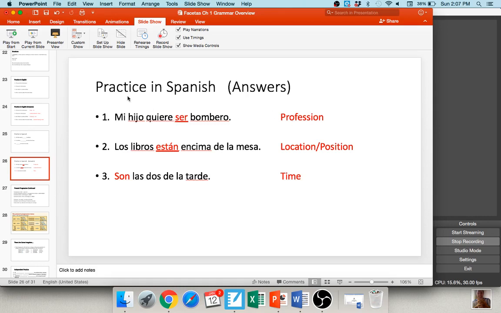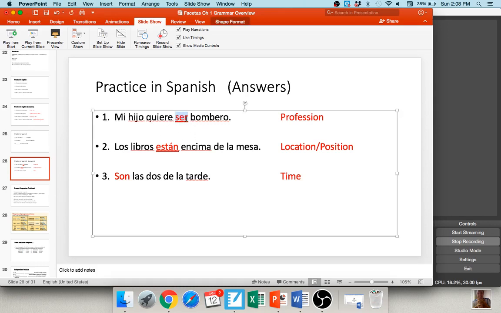Now, be careful. A lot of students want to say that mi hijo quiere es bombero. You do not need to conjugate ser in this case because it's preceded by a conjugated verb, and you should never have 2 conjugated verbs side by side in Spanish. So, mi hijo quiere ser bombero. Number 2, los libros blank encima de la mesa. We're going to say están here. The books are on top of the table because we're talking about the book's position or the book's location. Both location and position fall under place. And the acronym place helps us to remember when to use estar. So, los libros están encima de la mesa.